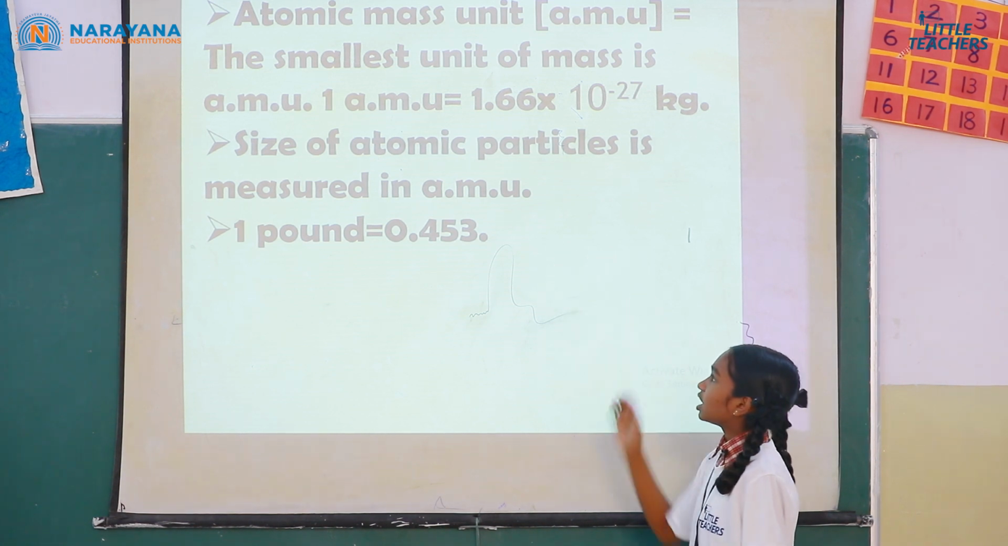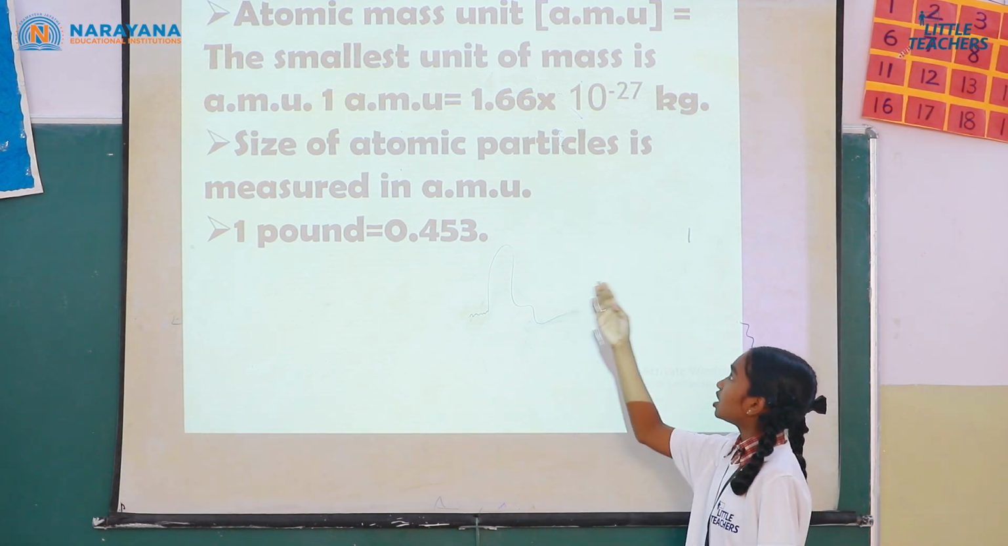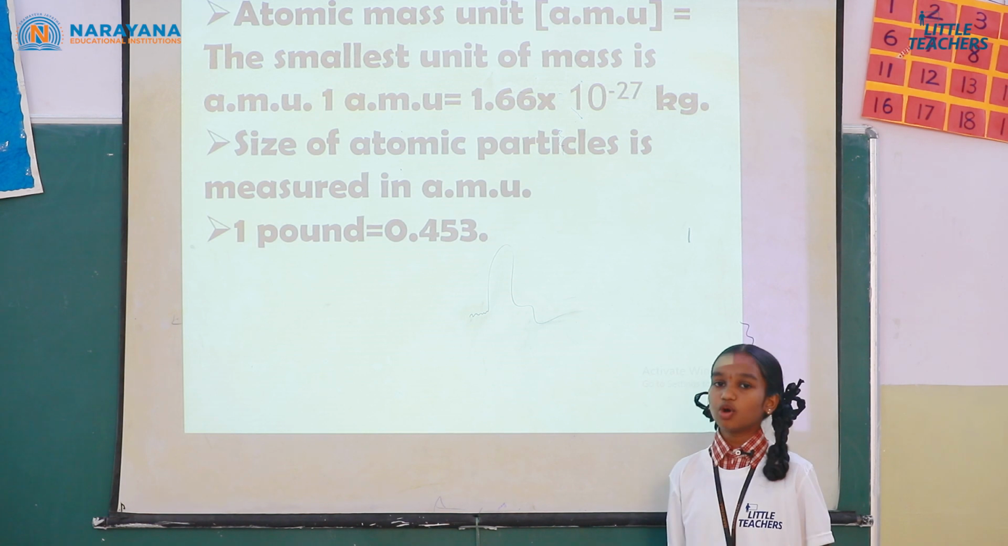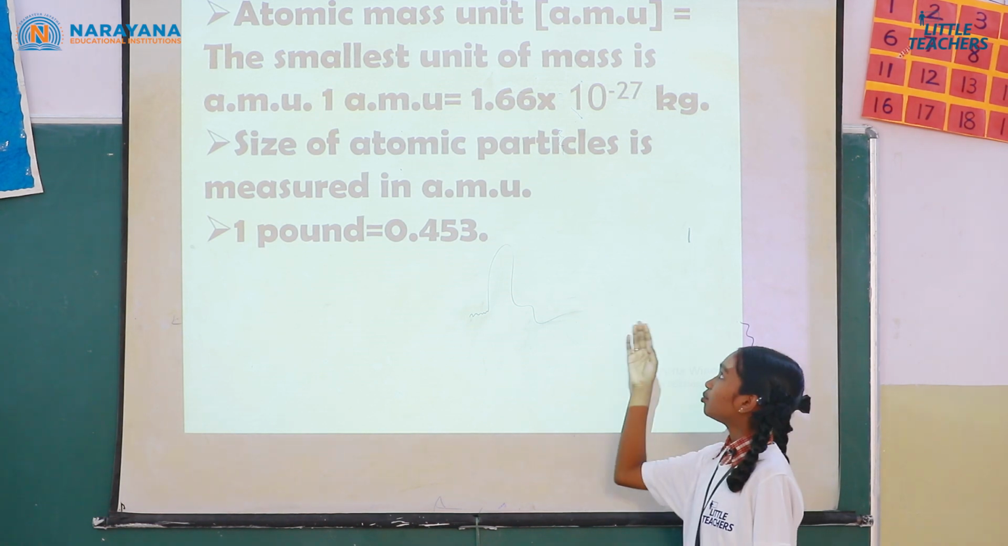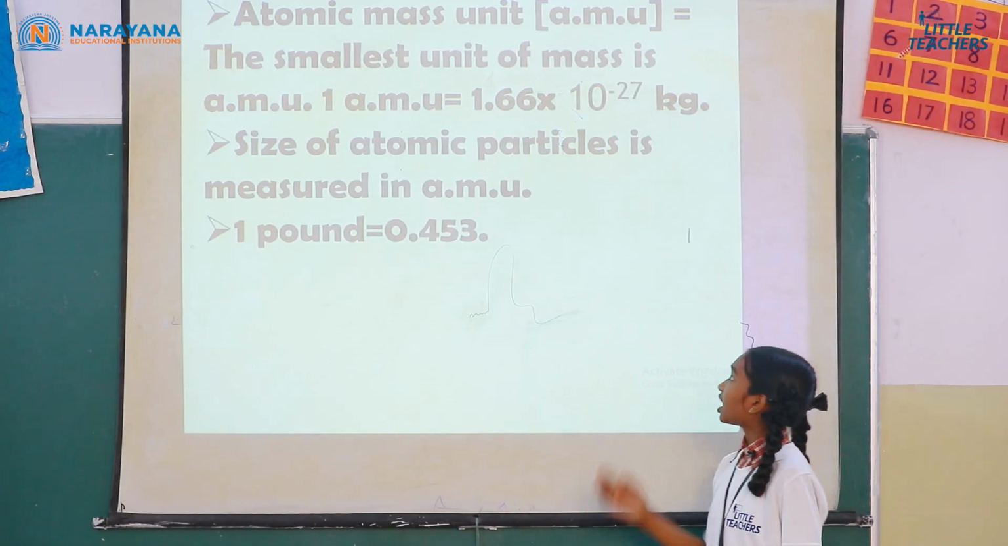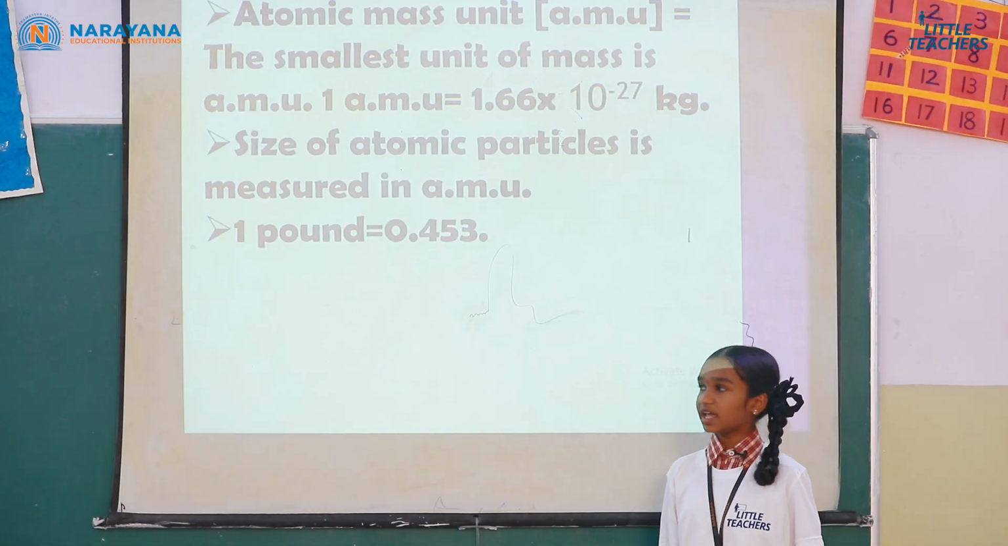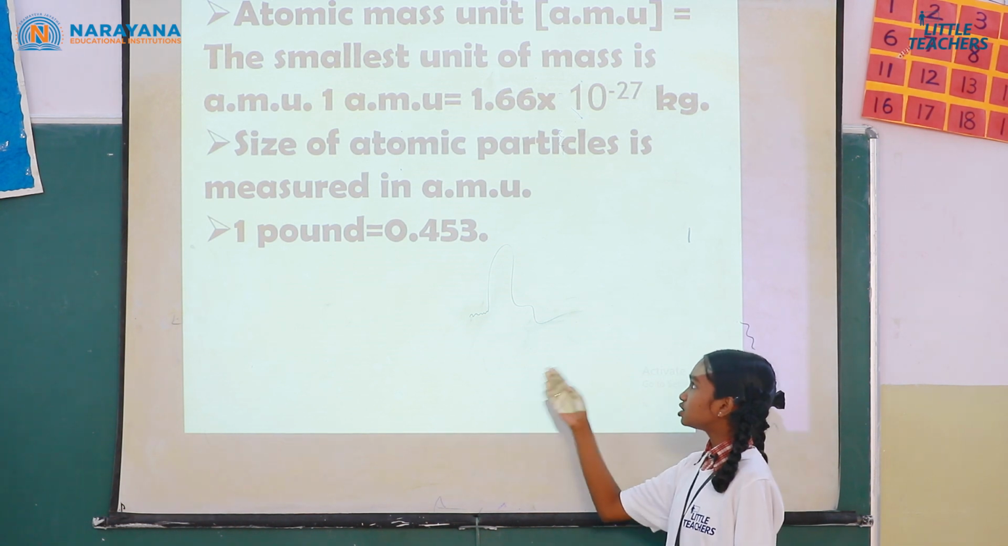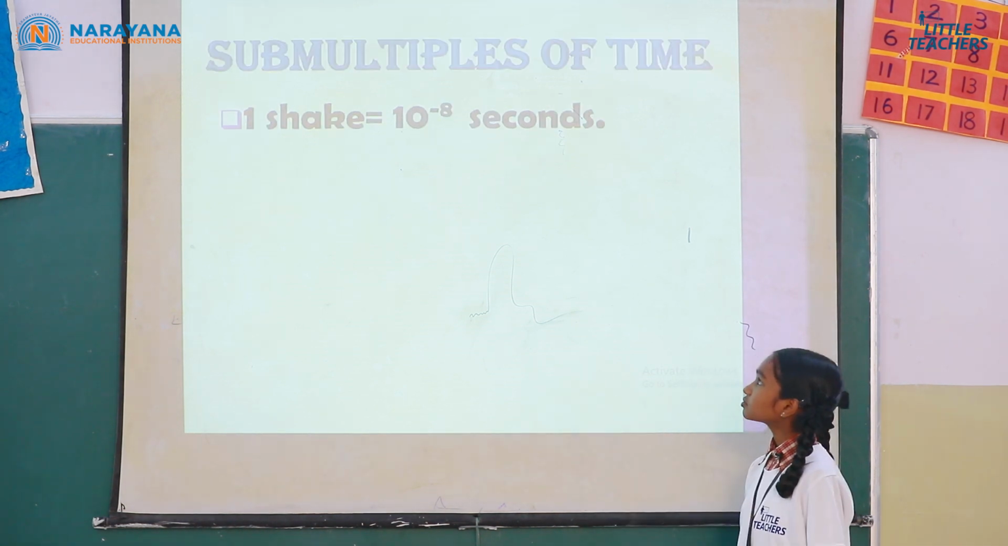Atomic mass unit, AMU. The smallest unit of mass is AMU. 1 AMU is equal to 1.66 into 10 to the power of minus 27 kg. Size of atomic particles is measured in AMU. 1 pound is equal to 0.453 kg.